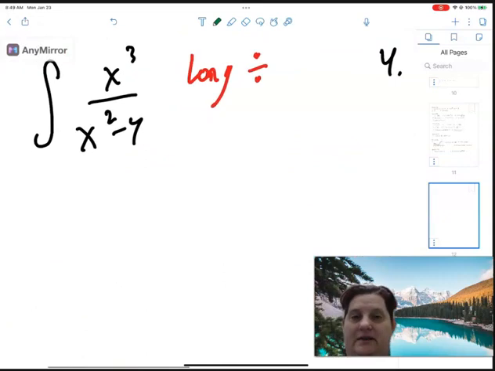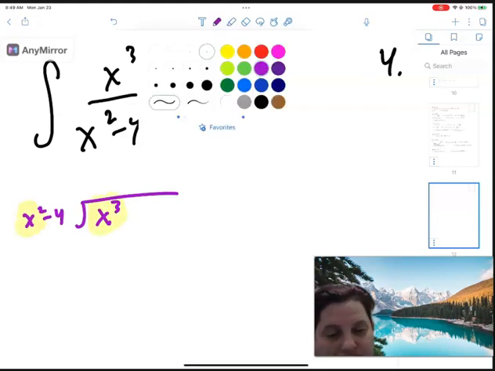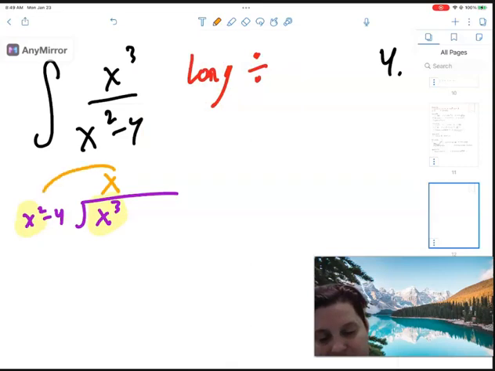Number 3, the reason I think that this is long division is because top is bigger than the bottom. So let me do long division on here. Okay, long division goes like this. x squared goes into x to the third x times.